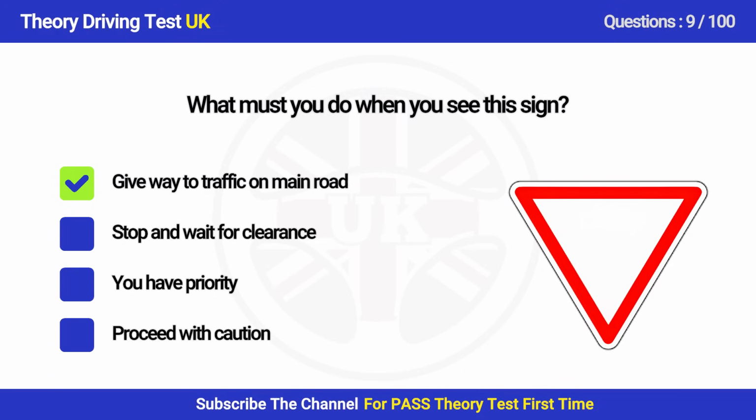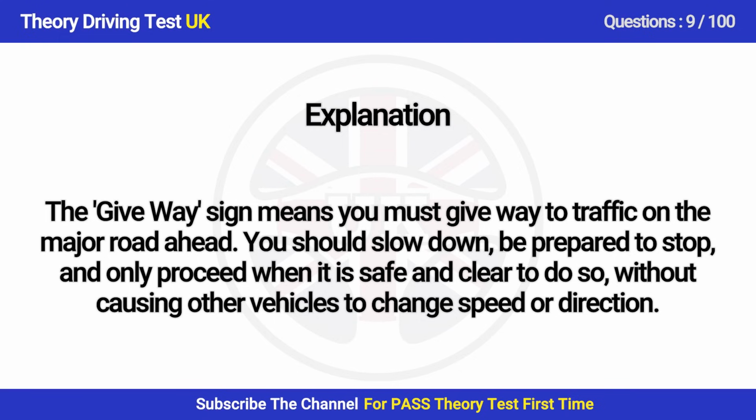Answer is A. Give way to traffic on main road. The give way sign means you must give way to traffic on the major road ahead. You should slow down, be prepared to stop, and only proceed when it is safe and clear to do so, without causing other vehicles to change speed or direction.